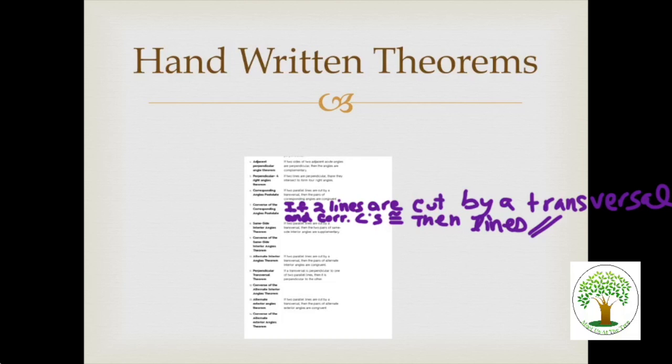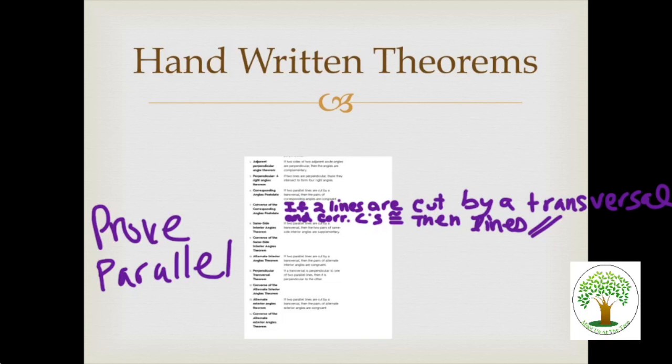When do you know which one to use? When you're finding parallel, wouldn't you use the converse? If you're having to prove that something is parallel, but if you're wanting to prove that two angles are congruent... Yes, so if you're trying to prove parallel, then you use the converse.